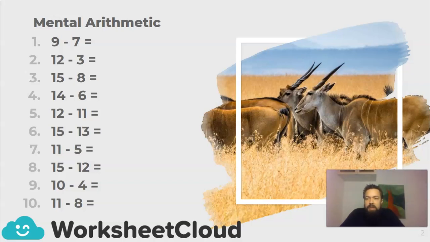9 minus 7 is 2. 12 minus 3 is 9. 15 minus 8 is 7. 14 minus 6 is 8. 12 minus 11 is 1. 15 minus 13 is 2. 11 minus 5 is 6. 15 minus 12 is 3. 10 minus 4 is 6. 11 minus 8 is 3. If you missed any of those, just rewind the video. Go back, watch it again, get it.